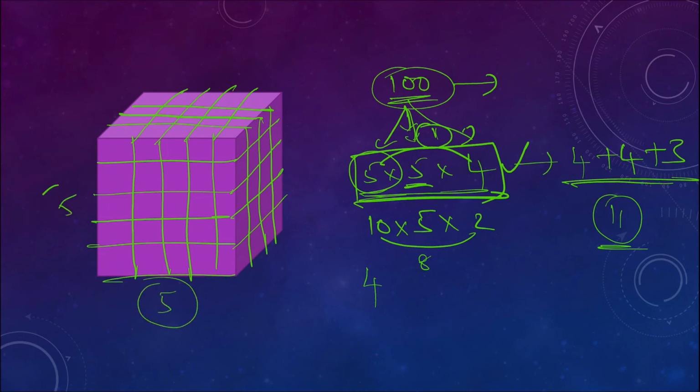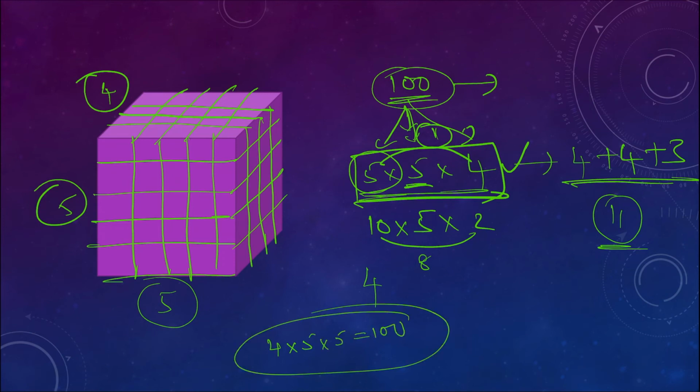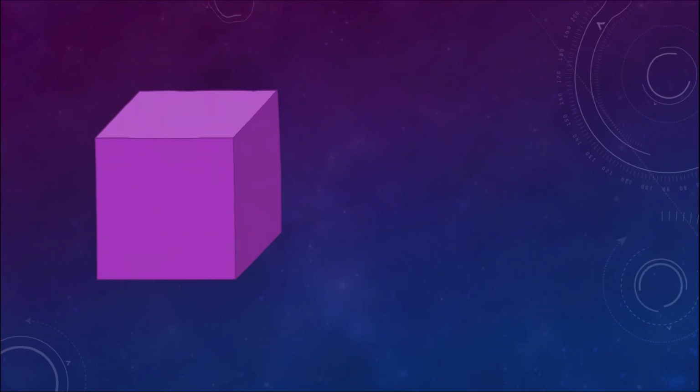So here 5, here 5, here 4. So 4 into 5 into 5, which is 100. So number of pieces will be 100. So we need to write the given number of pieces as a product of 3 numbers and then we should take the case in which the difference between the lowest number and highest number should be minimum. In such case only we'll get the minimum number of cuts. I think it's clear for you.